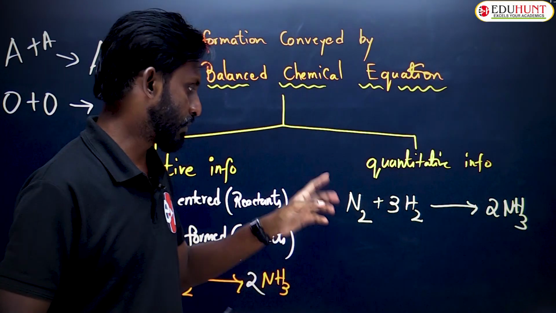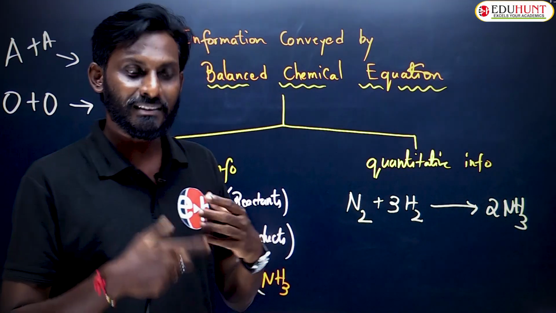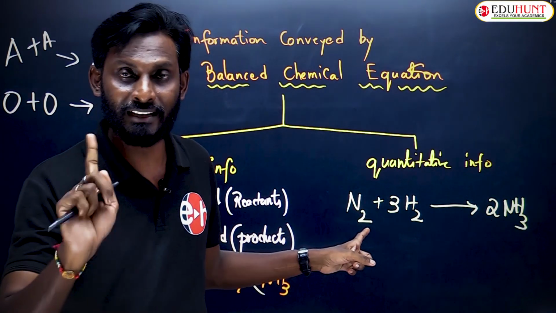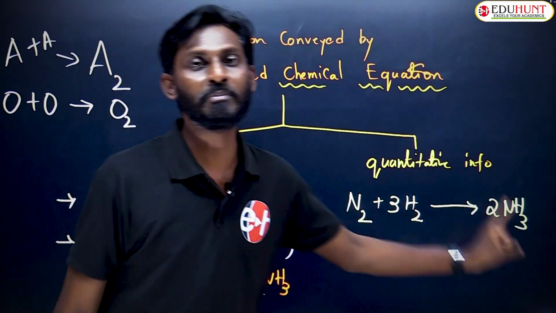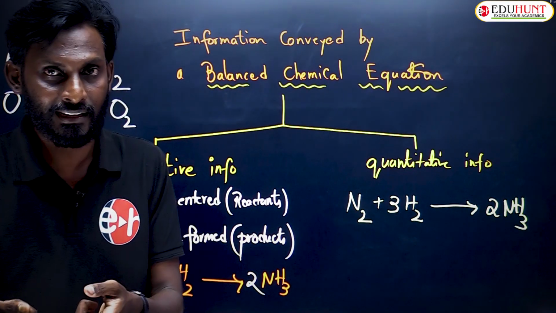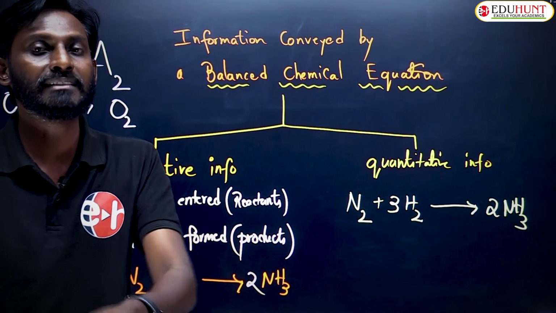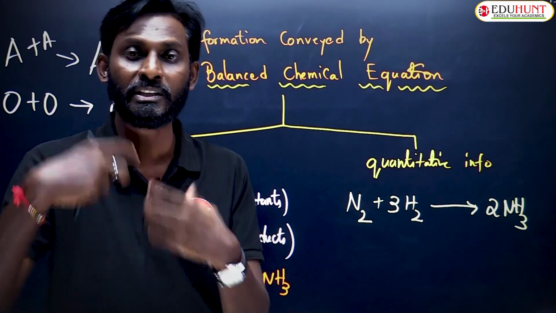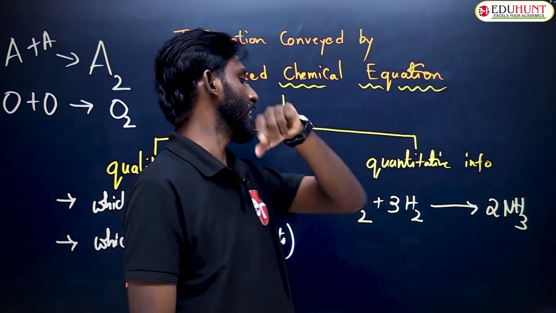Quantitative means, we know nitrogen and hydrogen entered the reaction to give ammonia. But what is the relative amount of reactants to the products? That means how much nitrogen reacts with how much hydrogen to give how much ammonia, that amount. I told you already, what is formed or what is there, what is entered, what is present actually, that is qualitative info. Then we know what entered or what formed, but how much entered, how much formed, that question about amount is called quantitative information.